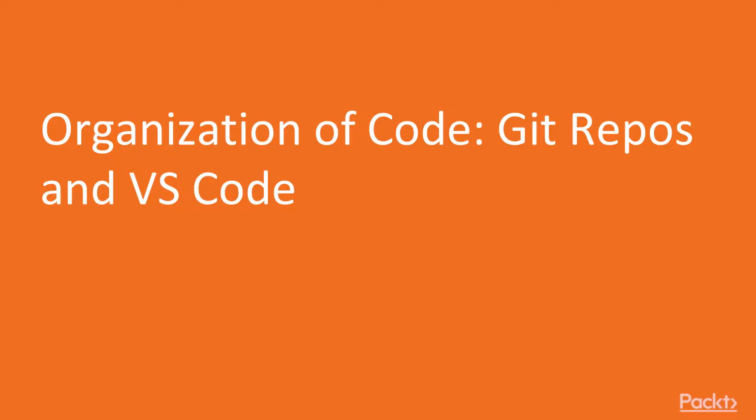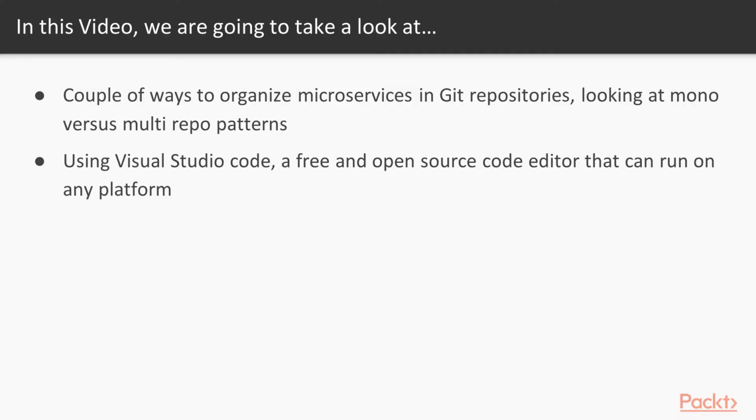Organization of code, Git repos, and VS Code. In this video, we will learn a couple of ways to organize microservices in Git repositories, looking at mono versus multi-repo patterns. And we will be using Visual Studio Code, a free and open source code editor that can run on any platform. It's actually based upon a Node.js framework.